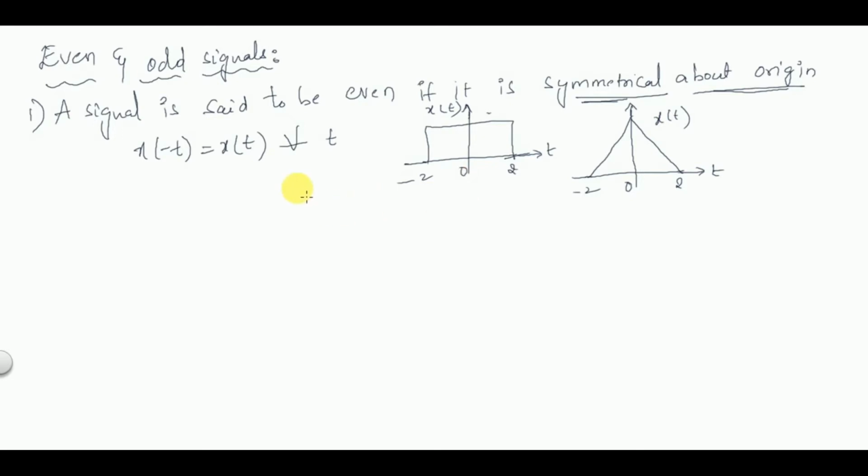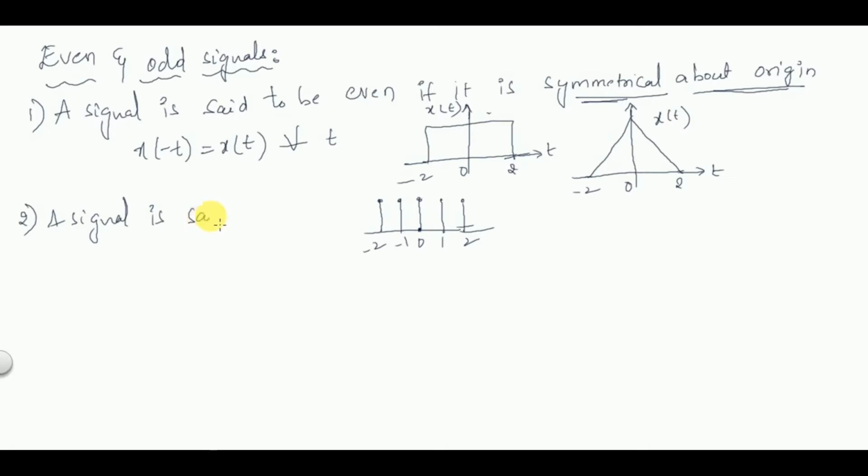Okay, in discrete time also, suppose at t it is this, so its value is same at 1, 2, and it is also same at minus 1 and minus 2. So it is an even signal. That's all.